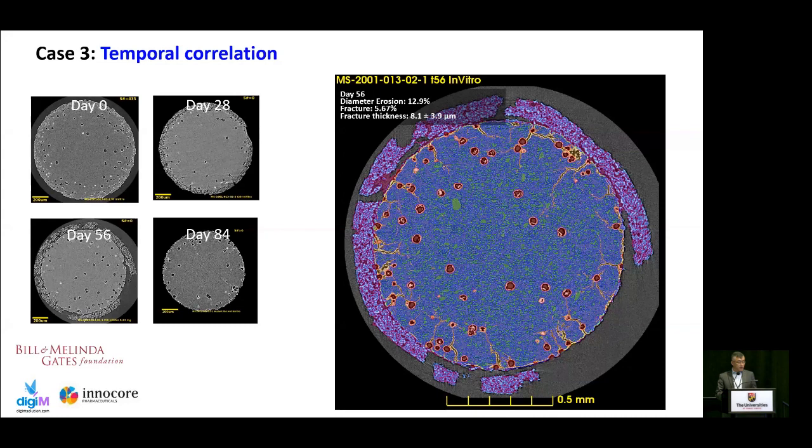Coming back to this particular example, the recognition of fracture immediately supported the InnoCore and the Gates Foundation team to understand why, in the in vivo environment, there is actually a sudden intermediate burst, almost like a second burst during the release, which wasn't anticipated. Without direct imaging and characterization of these fractures, it would be very difficult to understand what exactly happened.